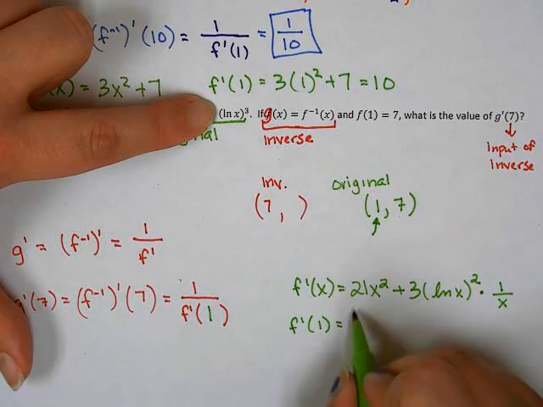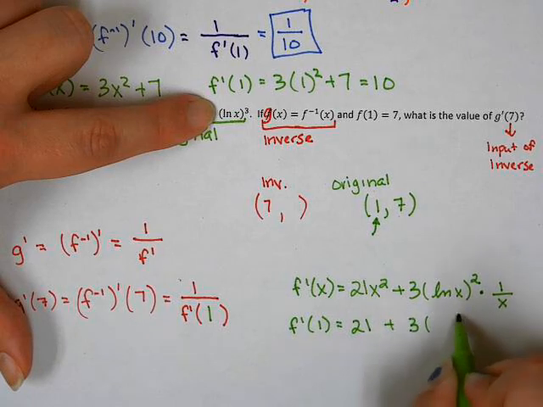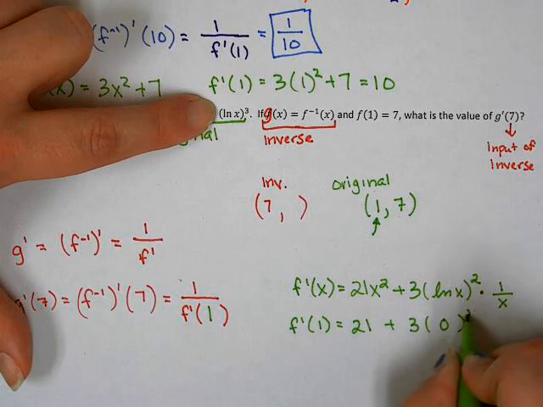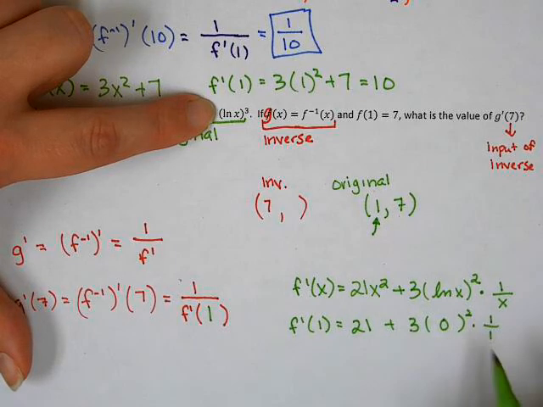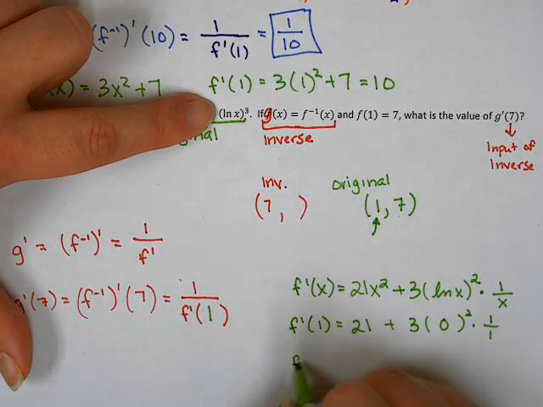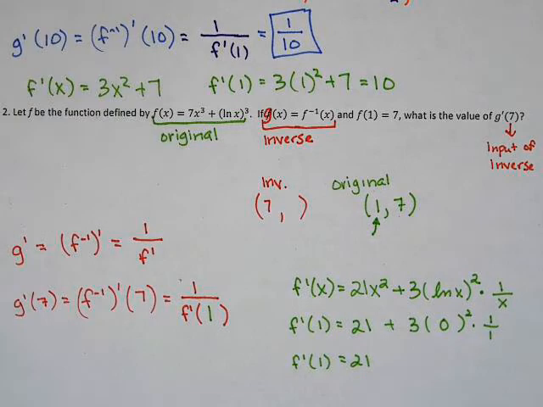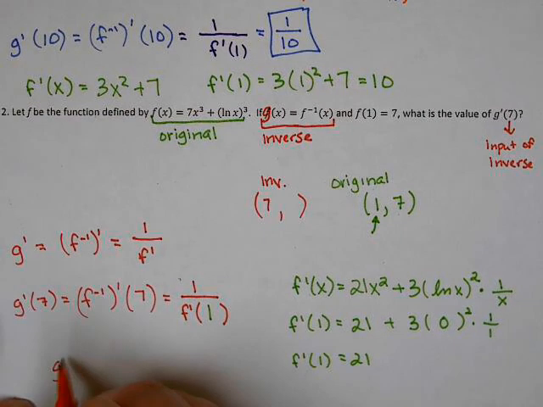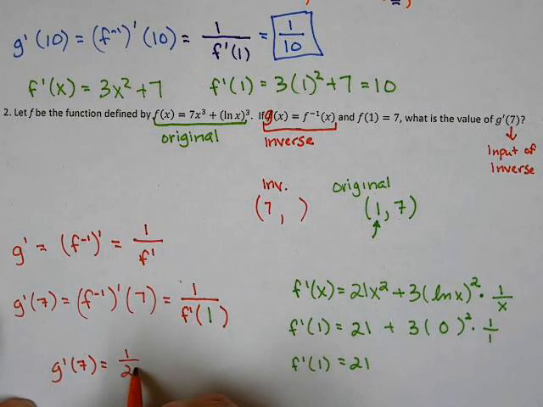So we would get 21 plus 3. The natural log of 1 is actually just 0, so 0 squared, and then times 1 over 1. But this whole portion actually turns into a 0, so it doesn't really matter. F prime of 1 is equal to 21. All right, so now we know then that g prime of 7 must be 1 over 21.